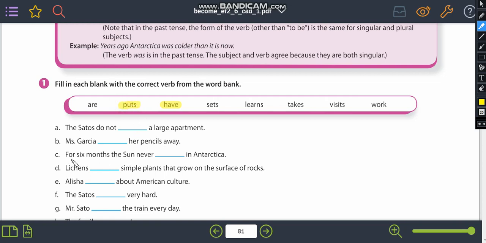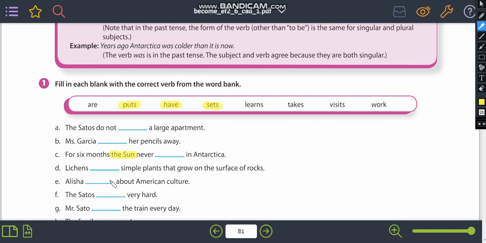Okay. Letter C. For 6 months, the sun never in Antarctica. My subject is the sun. Watch out, it's not for 6 months, right? 6 months is the adverb. So, if the sun is in the third person, I can replace it by it. So, I have to use the verb with an S in the end. So, for 6 months, the sun never sets in Antarctica. Right? Sunset, sets, okay.